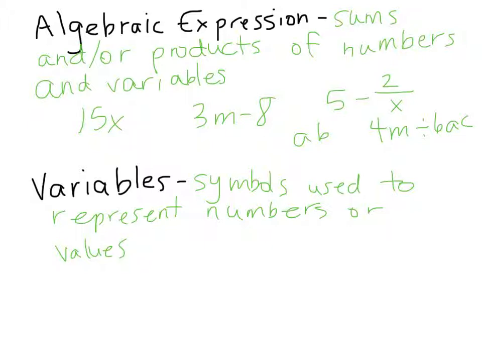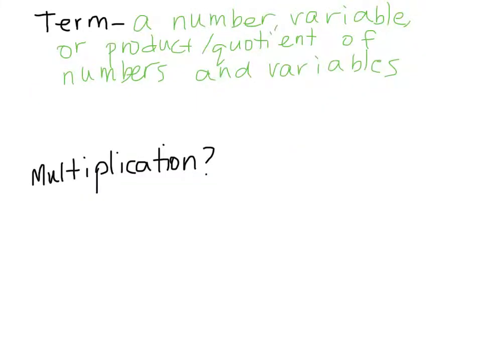Now, a variable that we just talked about is just a symbol used to represent numbers or values. Variables are usually letters. In algebra, that's what we usually see them represented as. Okay, so next thing we're going to look at is what's a term and how do we express multiplication. So a term is just any expression, a number, a variable, or a product or quotient of numbers and variables.